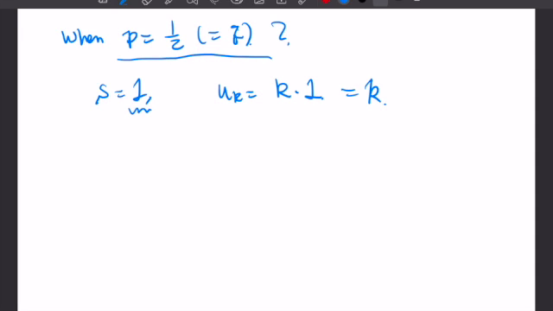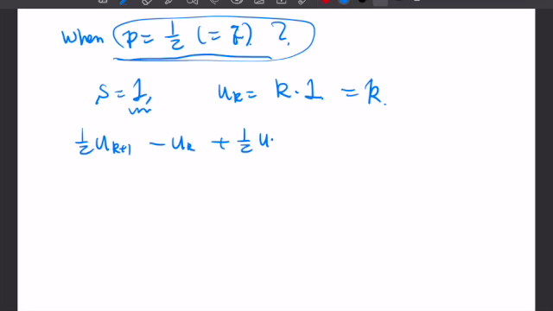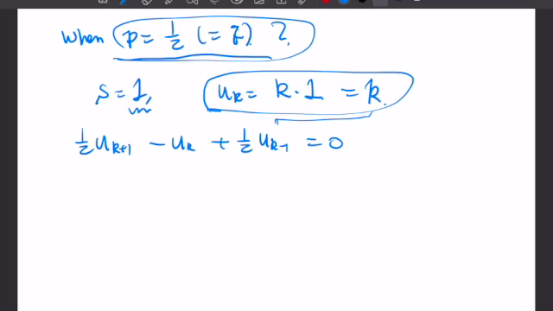So let's see what happens. In this particular case, we have 1 half times k plus 1, minus k, plus 1 half times k minus 1, equal to 0. So if we assume this form, does this satisfy this equation? Let's see. So that is 1 half times k plus 1, minus k, plus 1 half times k minus 1.